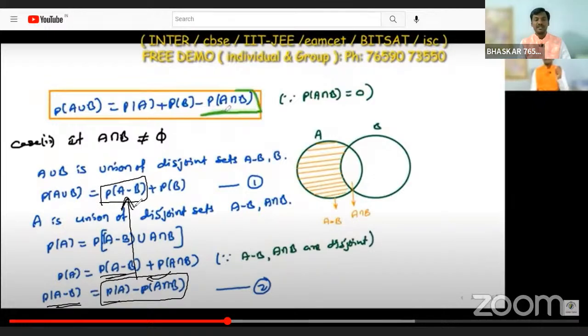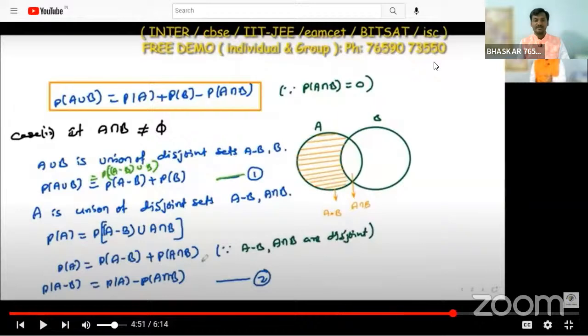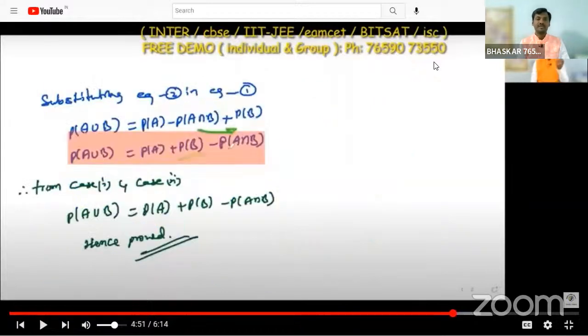In this equation 1, I am going to substitute equation 2. Then probability of A minus probability of A intersection B, plus probability of B, we get like that. Once look at this.